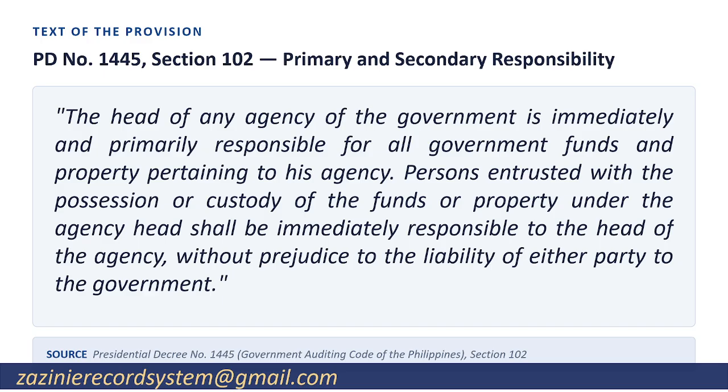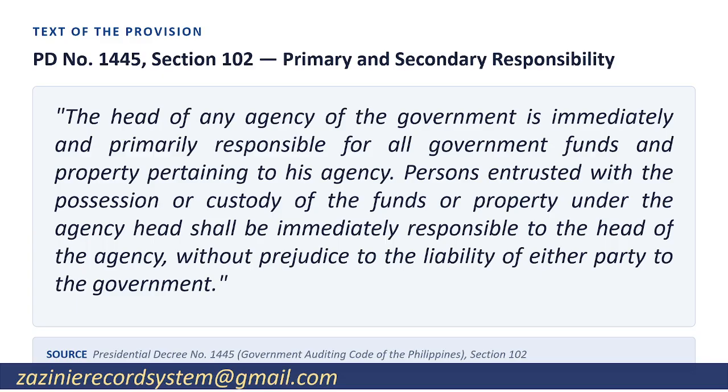In a bit more detail, notice the 2-layer structure this creates. The head of agency is primarily responsible for everything, and the accountable officer who actually holds the property is responsible to that head of agency, but critically, without prejudice to either party's own liability. Neither layer cancels out the other.